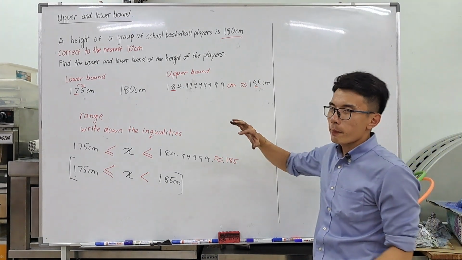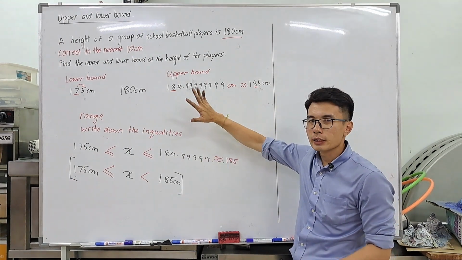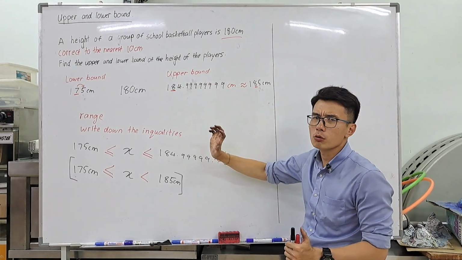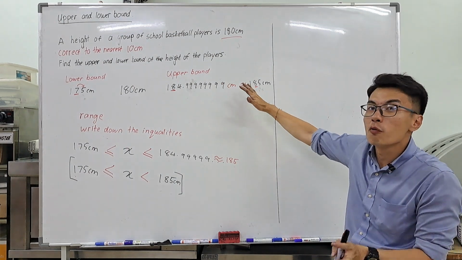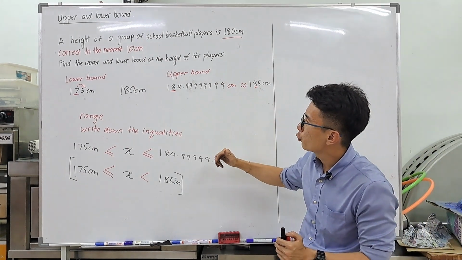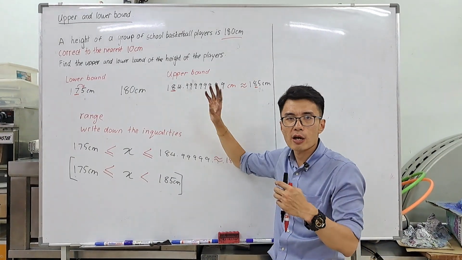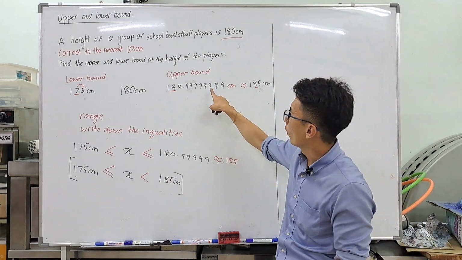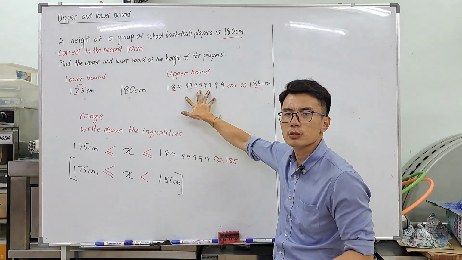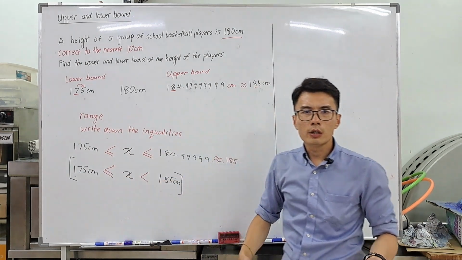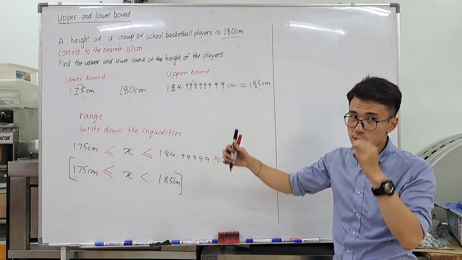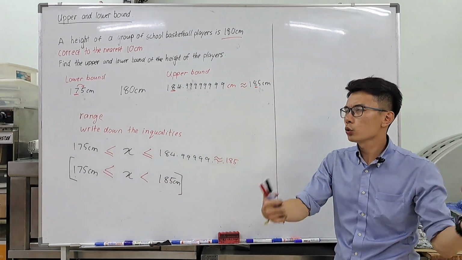Now, if we look back at the method earlier, like how we construct our upper and lower bound, it might look very confusing because we have to guess, right? We have to guess what is the number over here. Is there any other way to do this? Yes, there is.